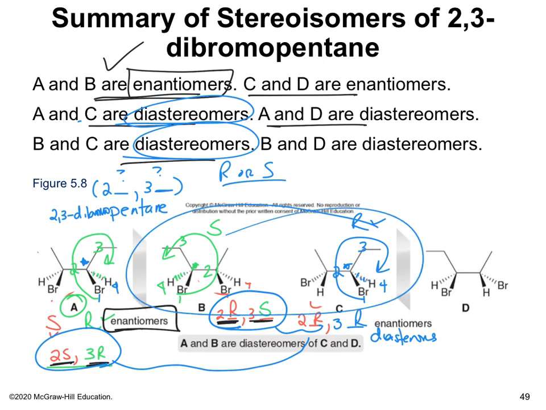Because sometimes you might have to do the relationship between these two. And so the best way to do that is to do R and S. If you go through the exercise, you would see that this is going to be exactly the opposite of this because they're enantiomers. So this is going to be 2S, 3S. Now the other thing you want to make sure is that you don't have a plane of symmetry, which you don't have here.